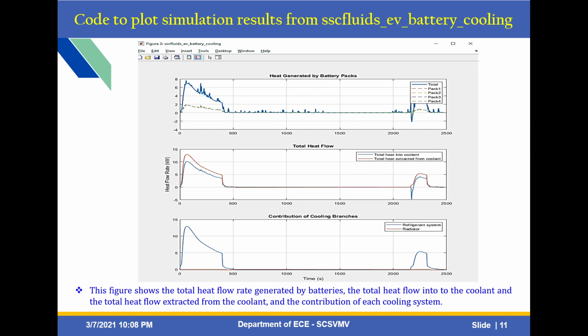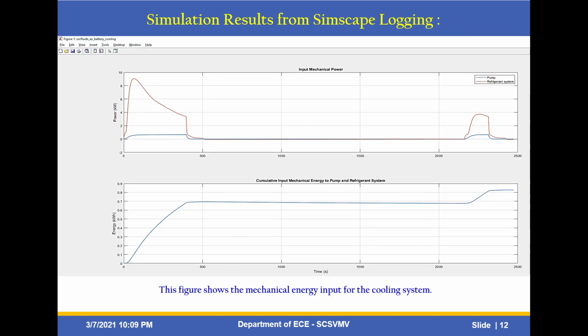This figure shows the total heat flow rate generated by batteries, the total heat flow into the coolant, the total heat flow rate extracted from the coolant, and also the contribution of each cooling system. Here the heat generated by battery packs, the total heat flow and the contribution of cooling branches are available in terms of time versus heat flow rate in kilowatts. Simulation results are taken from Simscape logging, that is the Simscape Results Explorer. You can see input mechanical power versus time and cumulative input mechanical energy to the pump and refrigeration system. This figure shows the mechanical energy input for the cooling systems.